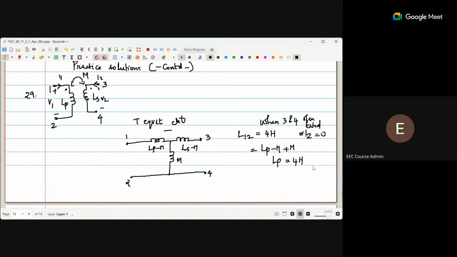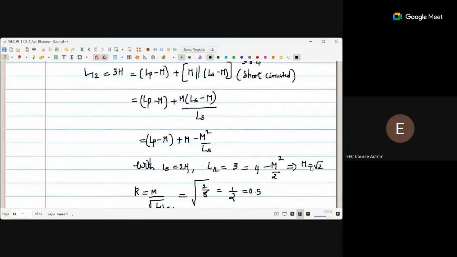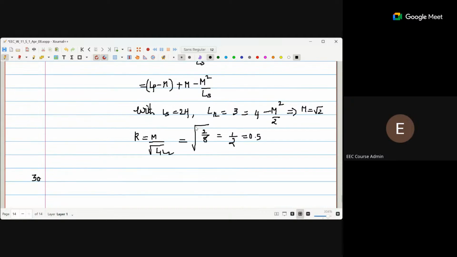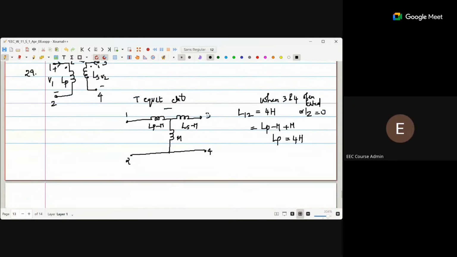So 4 into 2, 8. That is what here I have substituted. Is it clear? So L1 means LP and L2 means LS. Because how do we get it? By adding this. When this is open circuited, LP minus M plus M will give you L1. Similarly, the other way, adding these two will give you the secondary, and the secondary is given to be 2 Henry, LS.